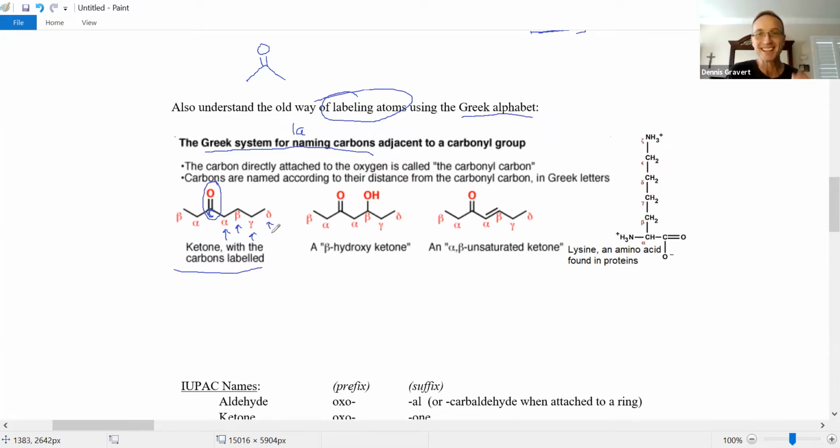I was in a fraternity in college. I was required to memorize the Greek alphabet. Anywho, you don't have to memorize it.